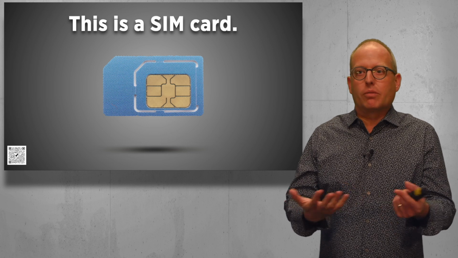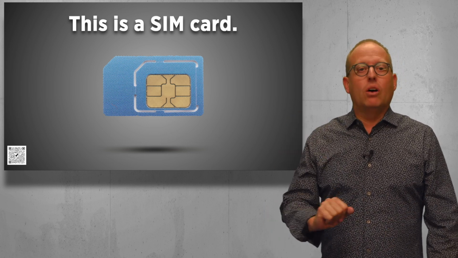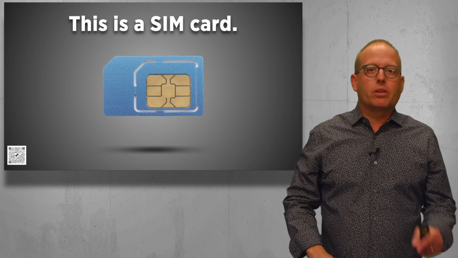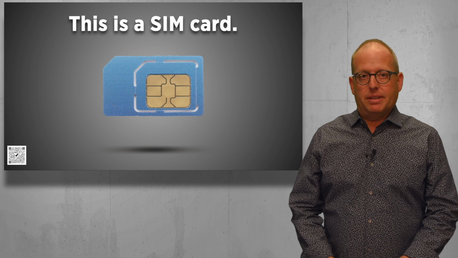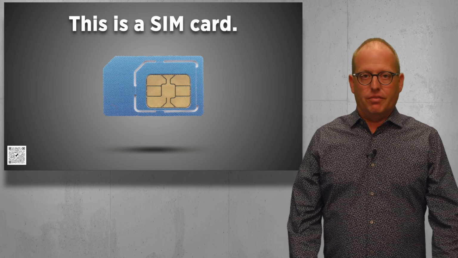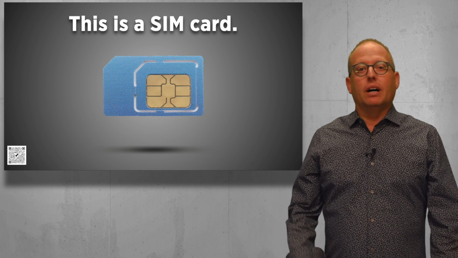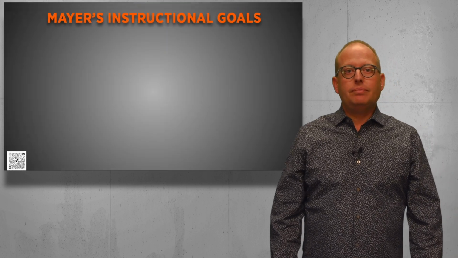And if I had had a picture of Big Bird and I said, "This is a SIM card," your brain's going to say, "Hold up a second. I know what a SIM card looks like, and it doesn't look like a big yellow Muppet on TV." So this is just a basic visual representation of Mayer's theory of multimedia learning.